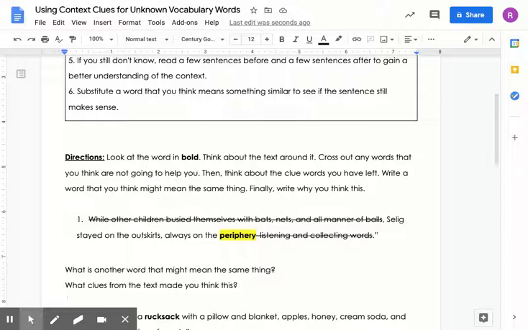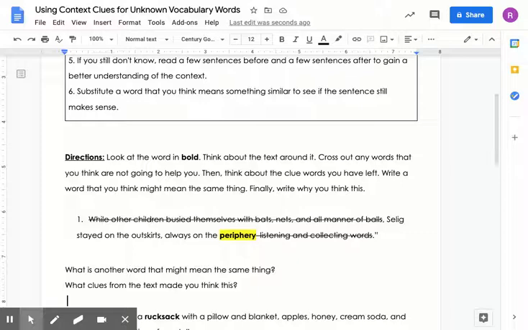So I'm going to activate my prior knowledge. And I know that the outskirts of town are far away from the center of town, right? So while the other kids are playing, it said that Selig stayed on the outskirts, always on the periphery. So I feel like periphery and outskirts might be very similar words, right? So outskirts means far away from the center of activity, and the center of activity here is other kids playing. So he wasn't near the other kids.